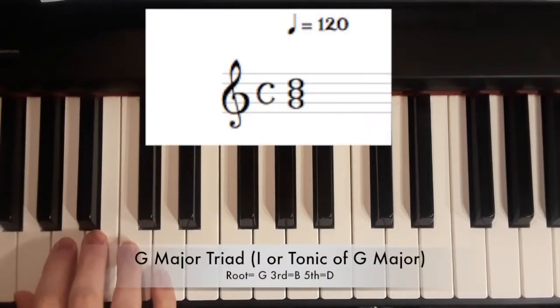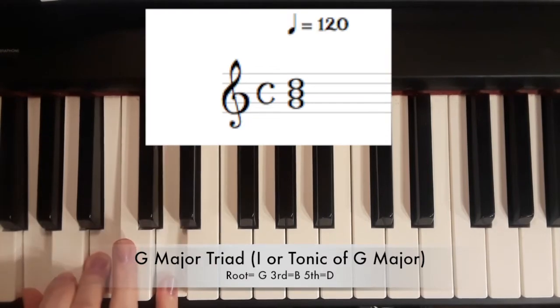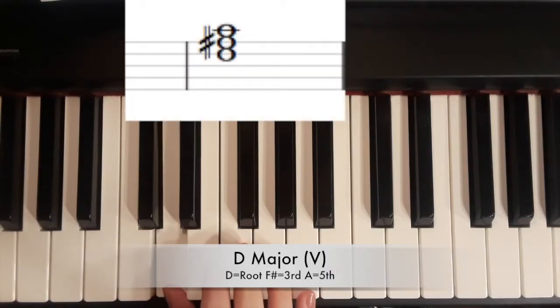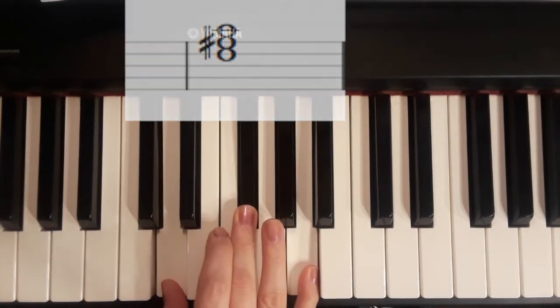We're going to start with a major triad built on G. Move to a major triad built on C. Then move to a major triad built on D. That's going to want to draw us back to the tonic, which is G.